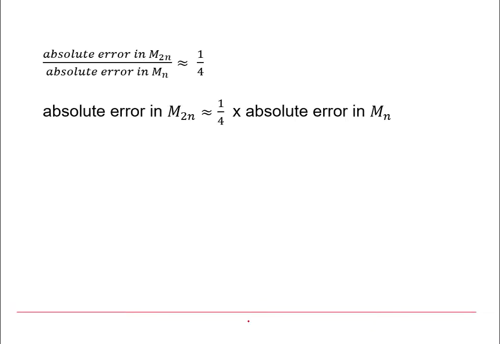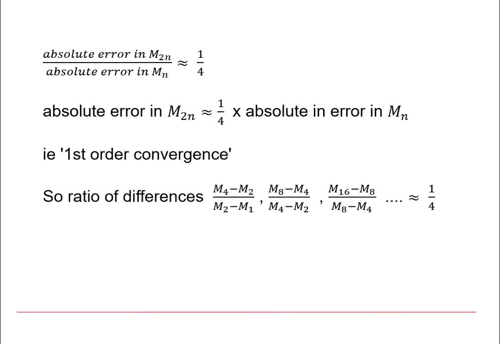So rearranging that, we see that the absolute error at the 2n stage is a quarter of the absolute error at the previous n stage, and of course that means that we've got first order convergence as opposed to a second order method. And we can work out the ratio of differences just as we did for the solution of equations example.